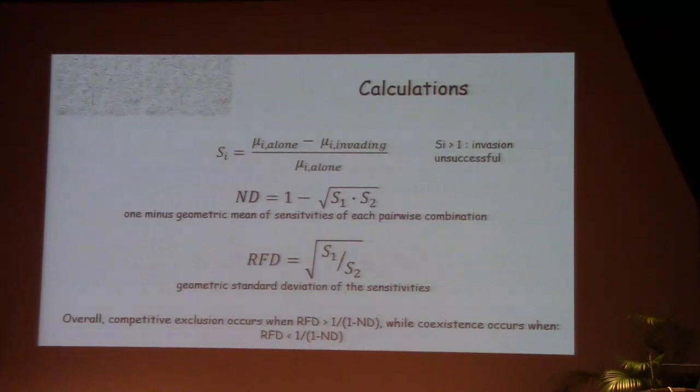So if you have low sensitivity, basically you don't care about invasion, you will do almost just as well in the presence of a competitor as when you're alone. If you have high sensitivity, you're badly affected by the invasion. From the sensitivity, you can calculate the niche differences and the relative fitness differences, and from the balance between those two, you can calculate whether competitive exclusion or coexistence would occur.